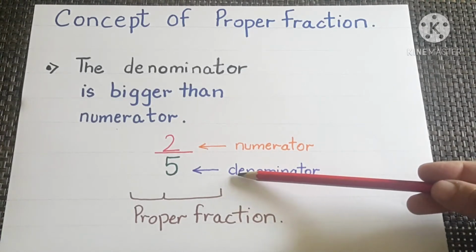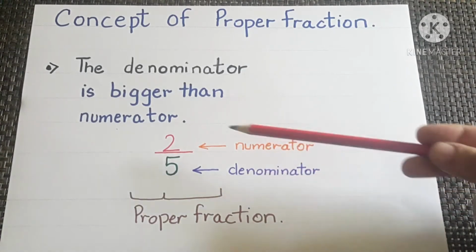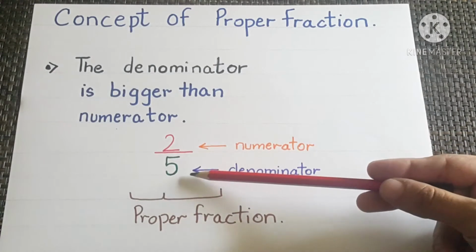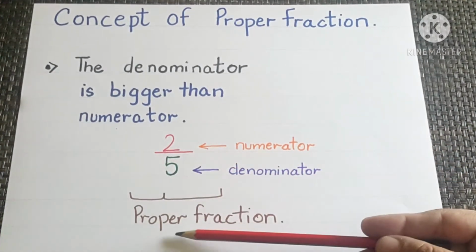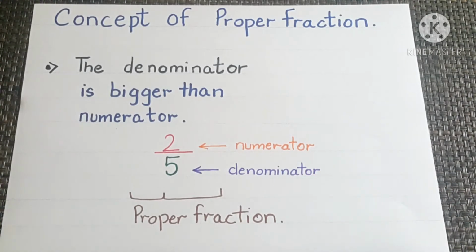The value in the denominator is bigger than the value in the numerator. 5 is bigger than 2. So this fraction 2 by 5 is a proper fraction.